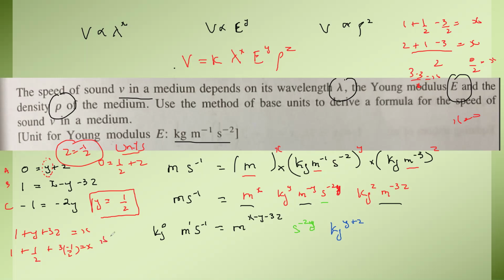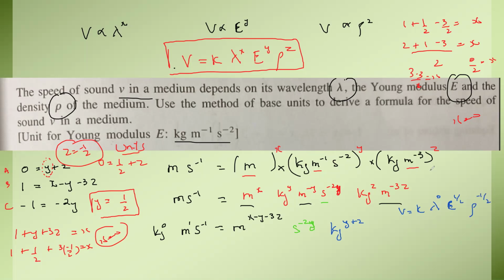So the value of x is 0 means this does not depend on x. If we use the first equation, this is the first equation, it means it does not depend on the wavelength. So the final equation will be V is equal to K lambda raised to power 0 because the value of x is 0. The Young's modulus raised to power y, the value of y was half, and the value of the density is negative half. The z was negative half.